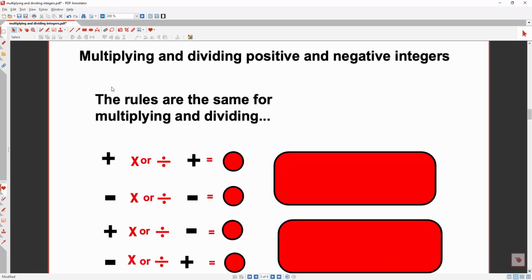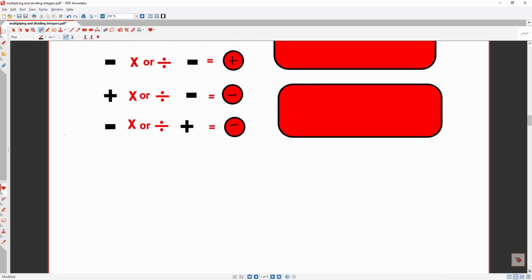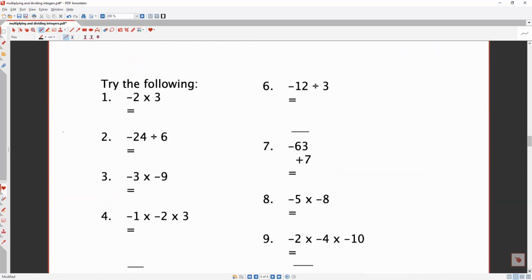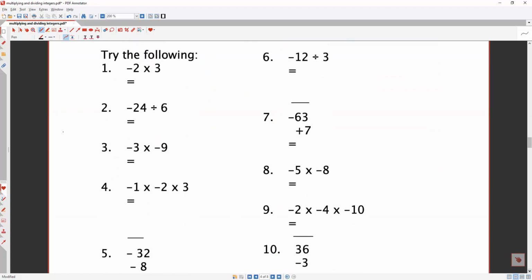Okay, so in conclusion, and this is for your notebooks, the rules are the same for multiplying and dividing. And so what you're going to write down is this here, which is a positive multiplied or divided by a positive equals a positive. A negative multiplied by or divided by a negative is a positive. A positive multiplied or divided by a negative is a negative. And a negative multiplied or divided by a positive is also a negative. So we can apply those rules to some examples. And let's do these examples here.